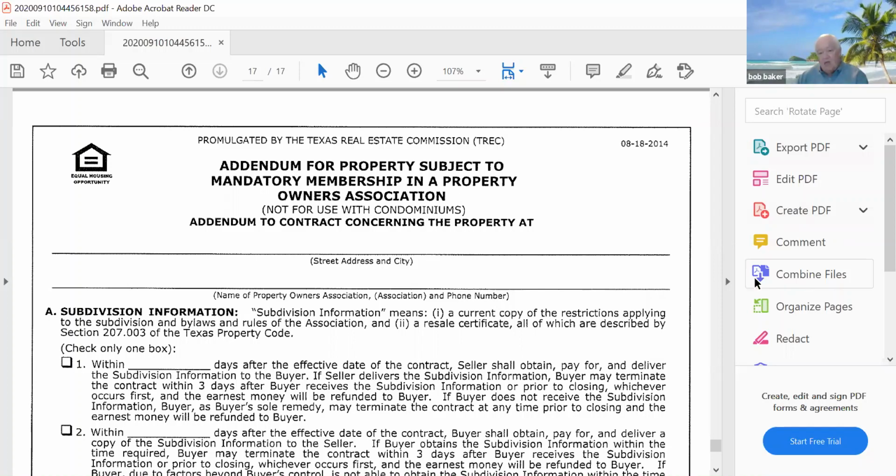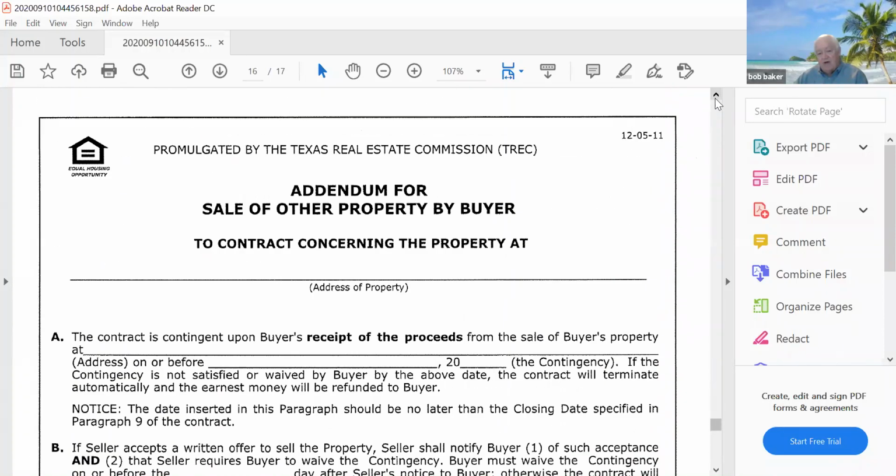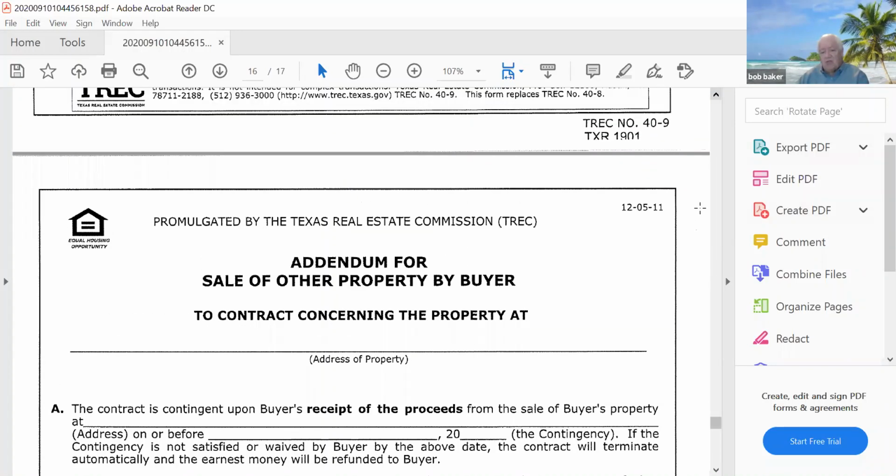Now, let's look at one of our favorite little addenda, sale of the property. I did have an interesting little conversation with an experienced agent of ours, really experienced. And she had a real problem with this addendum. She's been in the business, let's say, about 10 years. And when she called me on this, she said, Bob, I've never had one of these.